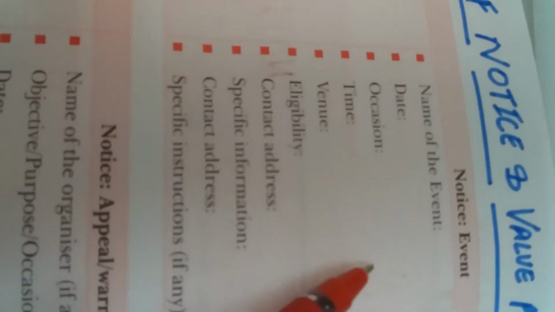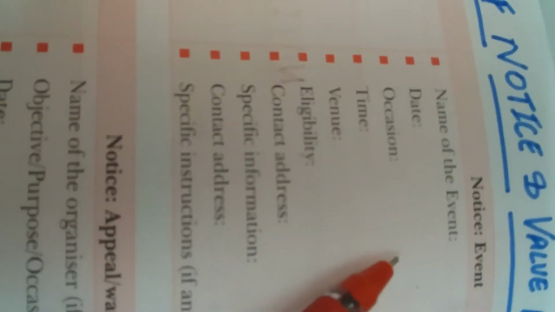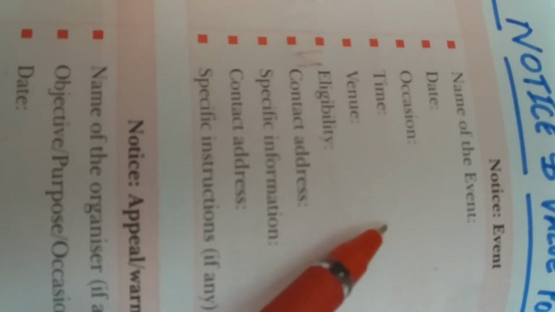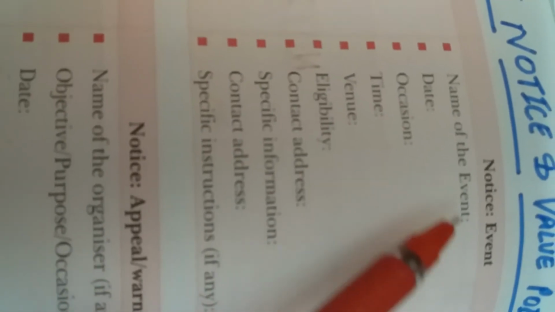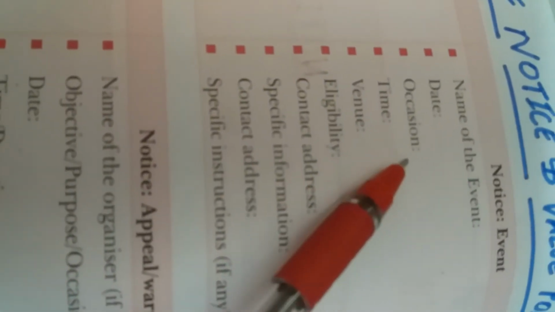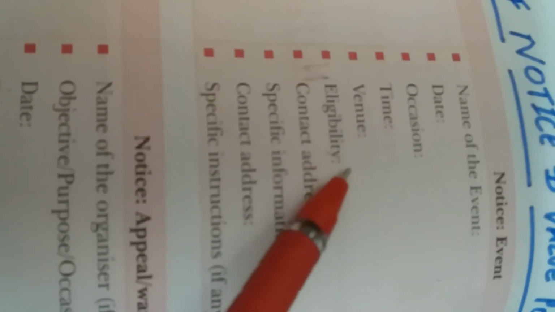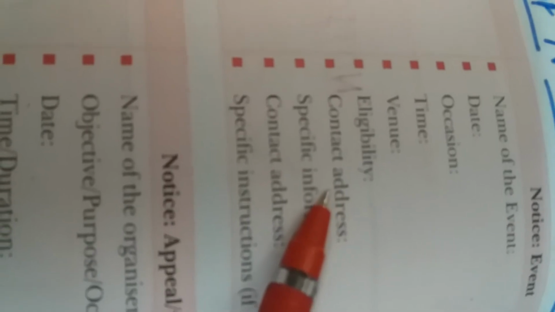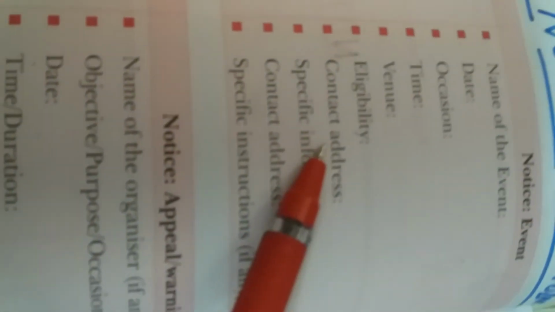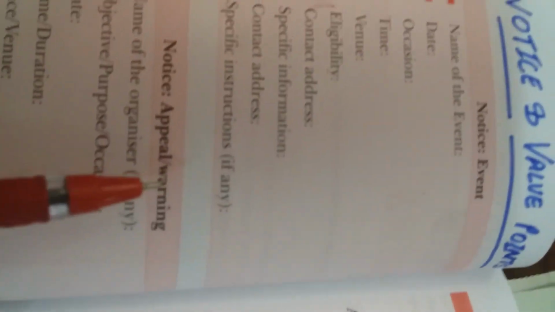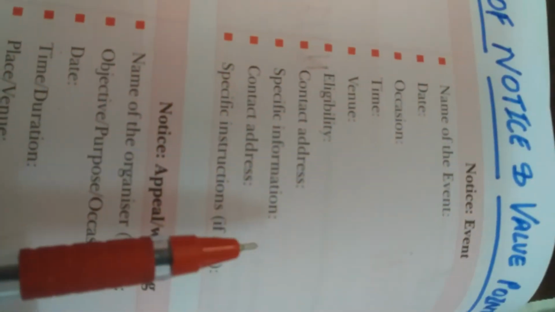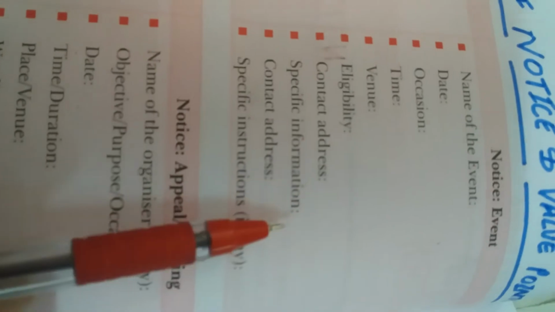After this, the second type of notice is about an event. Events that we have in the school. Then again in the same way: name of the event, date, occasion, time, venue, eligibility, then specific instruction, then contact. Here we need the last date. In this type of notice we need the last date to submit the name according to the event.